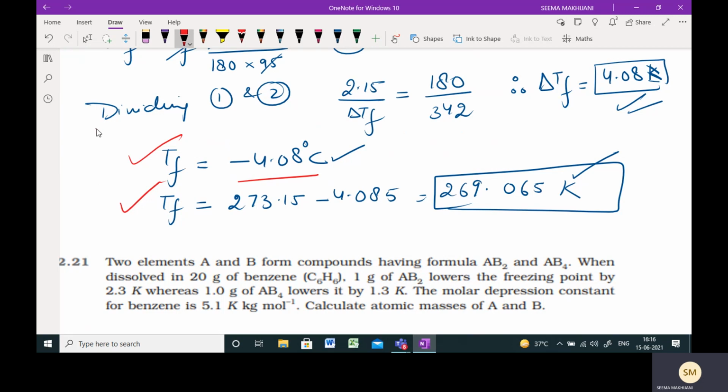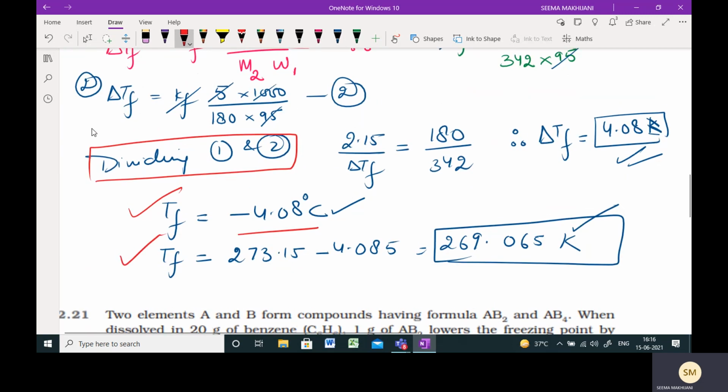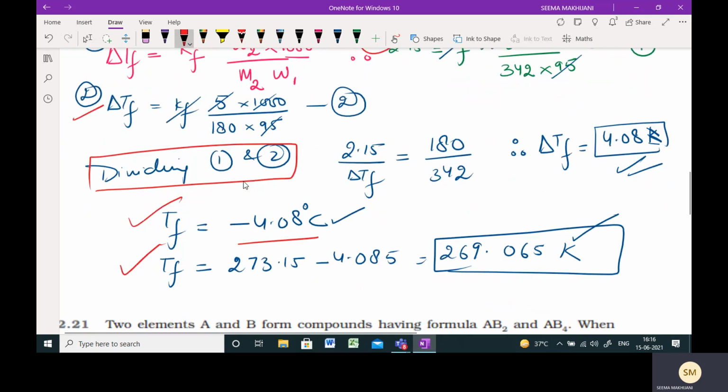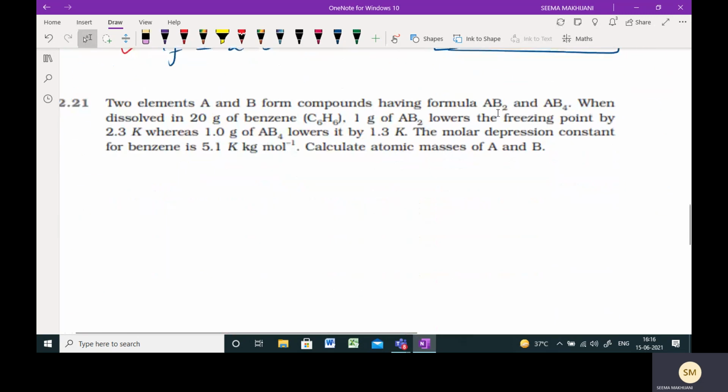Always whenever you have two informations, please divide the two informations to get your parameters sorted. This was your first expression. This was your second expression. Since the values are same, you can easily divide and solve it out. Fine. Moving on to the next question.